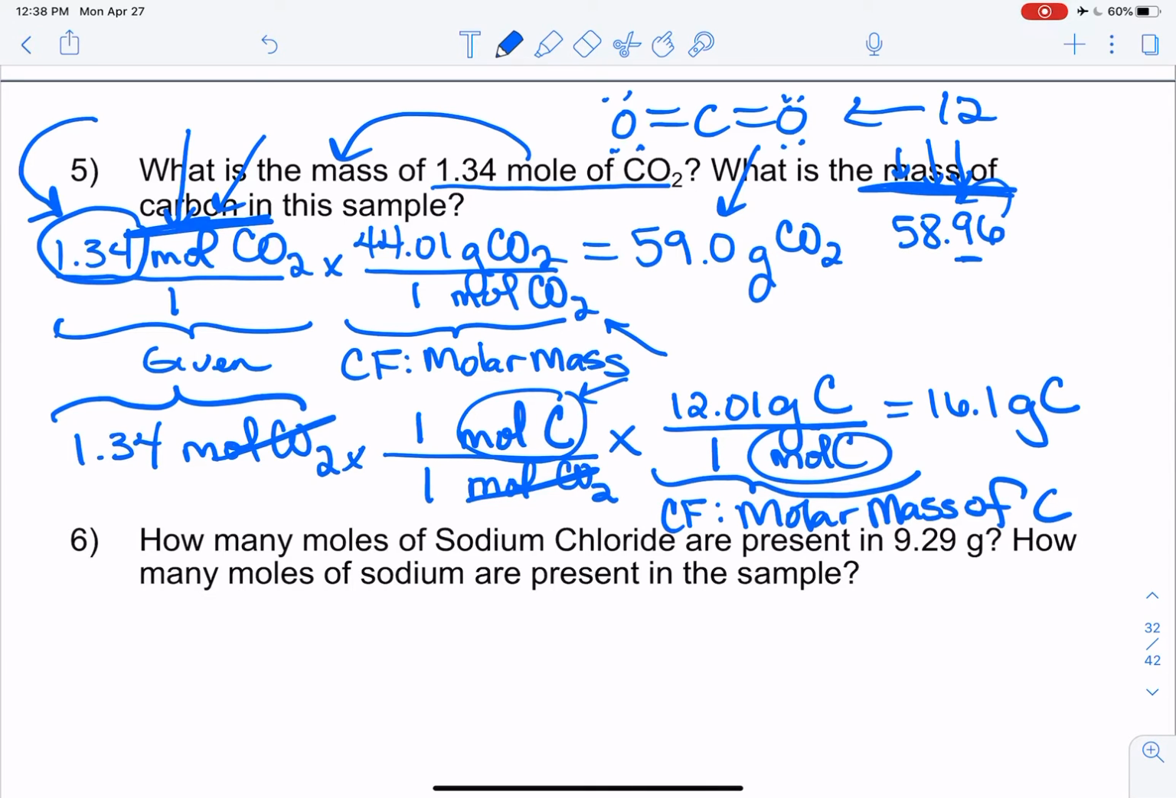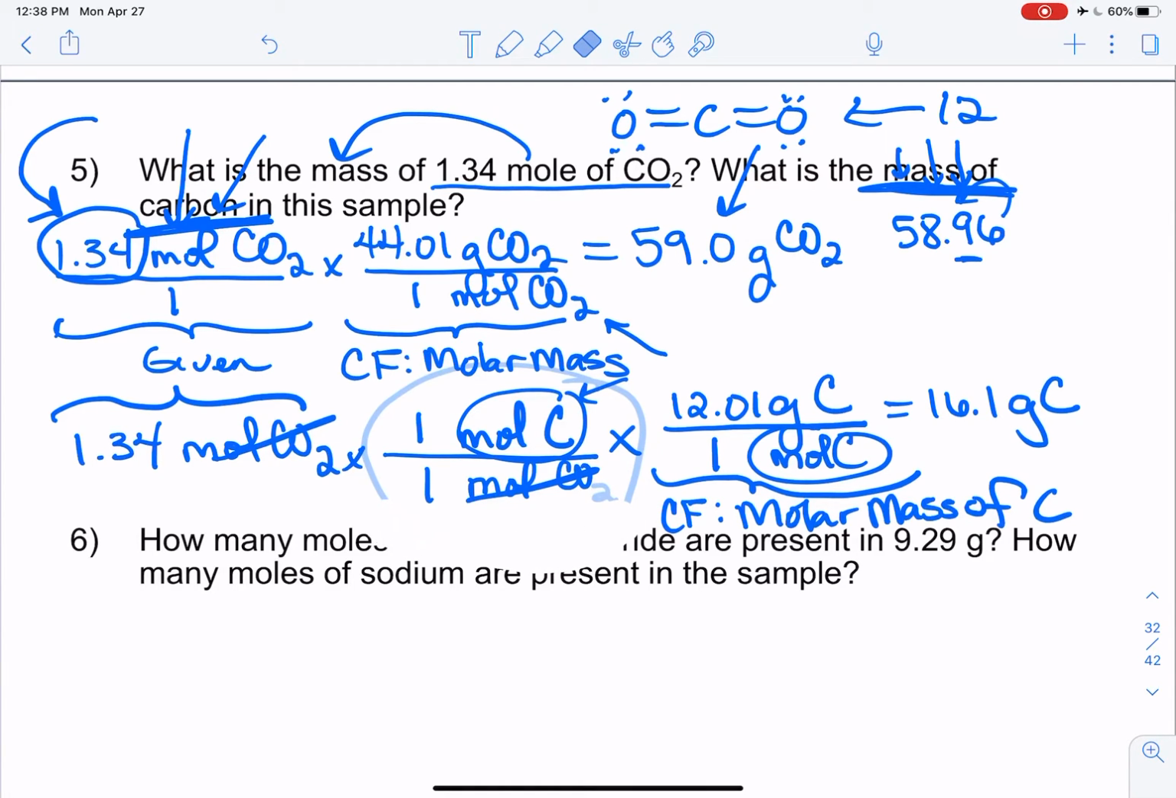Now I want to warn you guys about the mole to mole ratio. It won't always be a 1-to-1 ratio. We'll see that quite often in this lesson, but we'll definitely come to a point where it's not 1-to-1. There's other numbers there, and you want to make sure that you get that right.